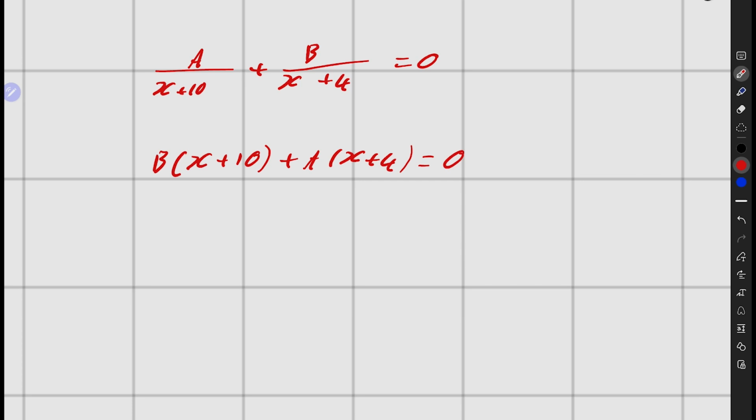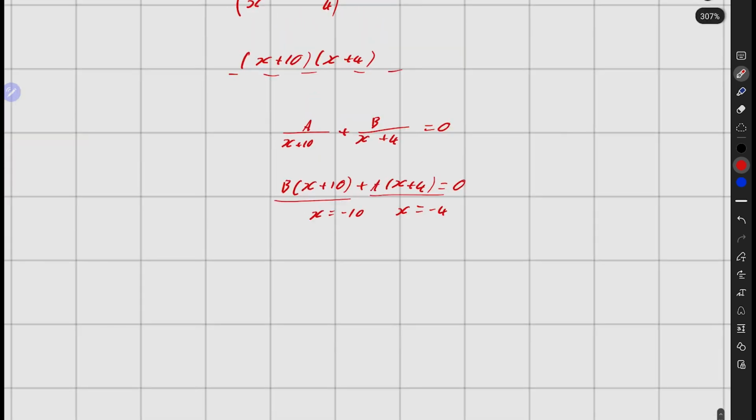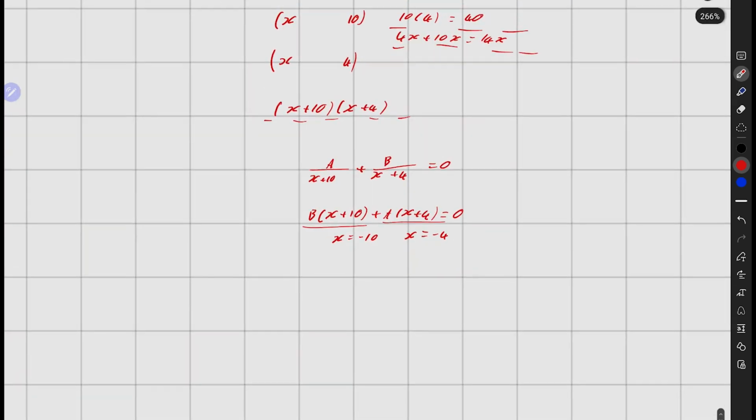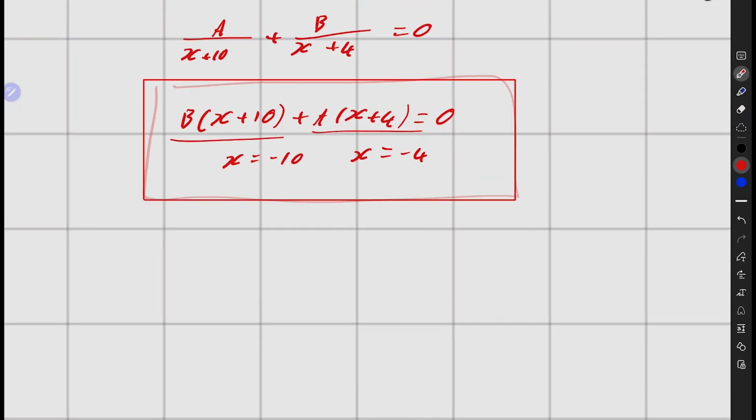And because we're solving with respect to x again, use the null factor law, find both x values that satisfy the quadratic. x is going to be equal to, make this bracket 0, minus 10, or x to make the bracket of a equal to 0 is going to equal minus 4. So we've solved for both our x values. And we've got this equation right here.